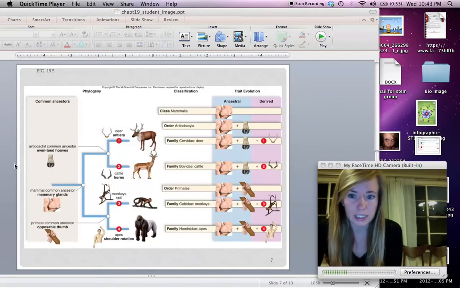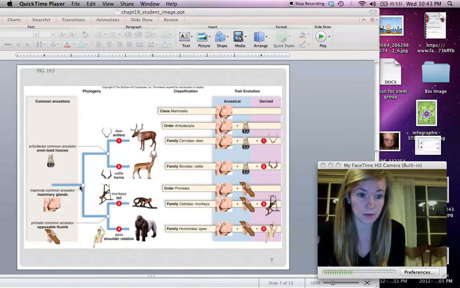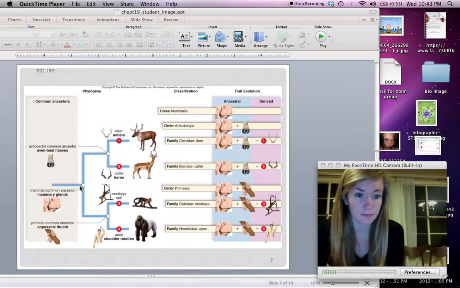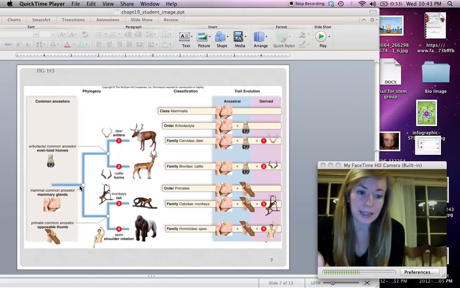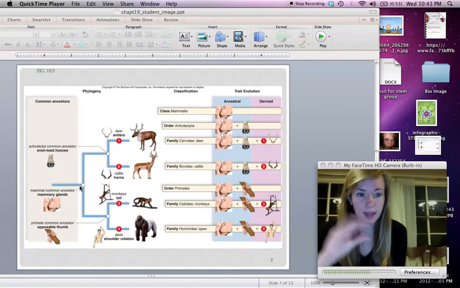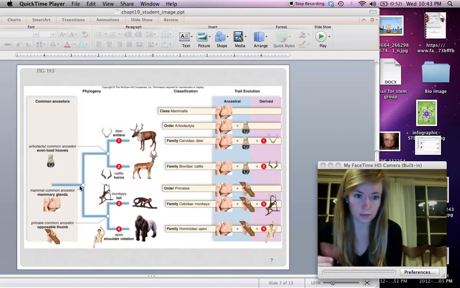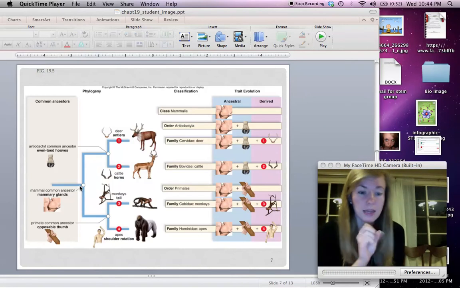which your textbook goes into deep explanation of. So basically, here's the mammals that your textbook chooses to talk about. We start off with all mammals have the ancestral trait of mammary glands because our common ancestor, whatever it was that all mammals evolved from, had mammary glands. And then we split off into different groups. The 2 that your textbook looks at are primates and artiodactyl. And so they evolved even-toed hooves, and we evolved opposable thumbs. So our derived character is opposable thumbs, and theirs is even-toed hooves.